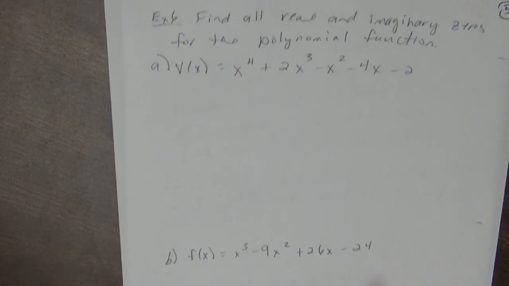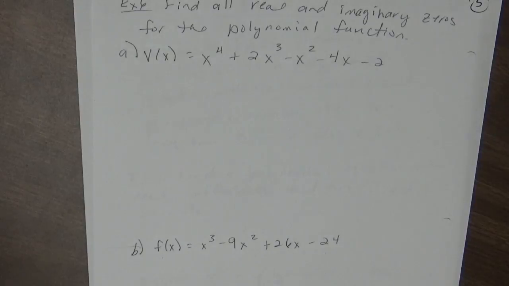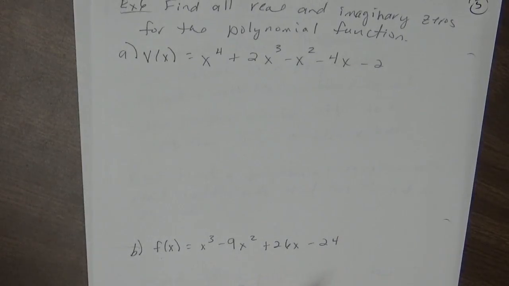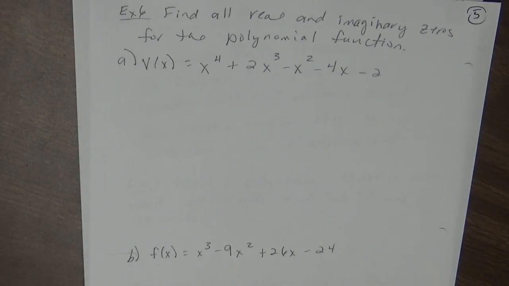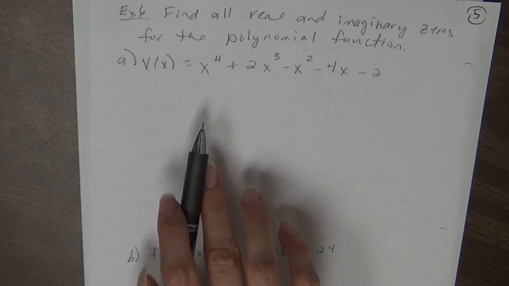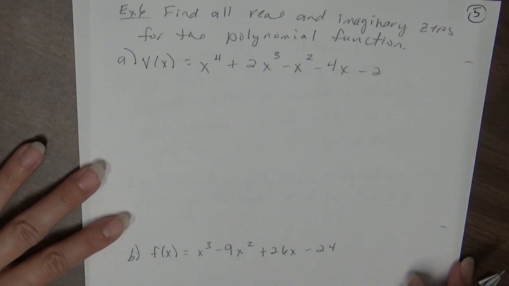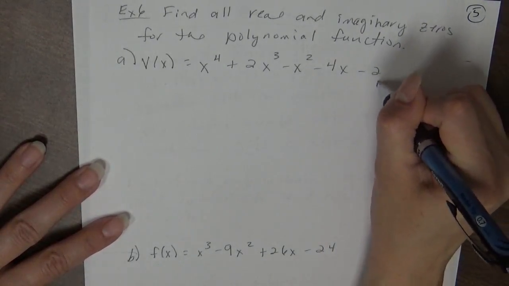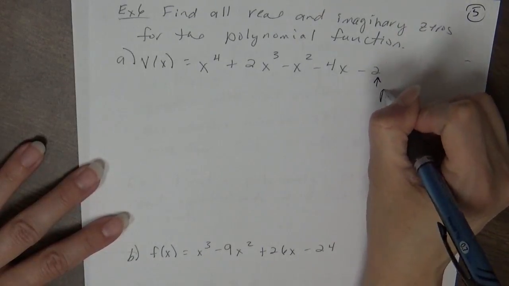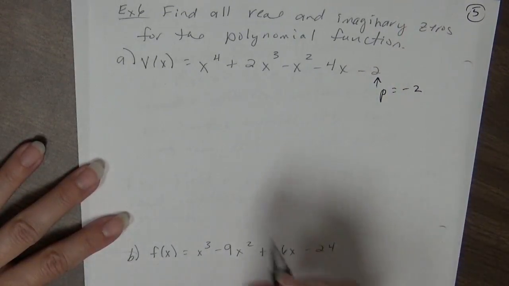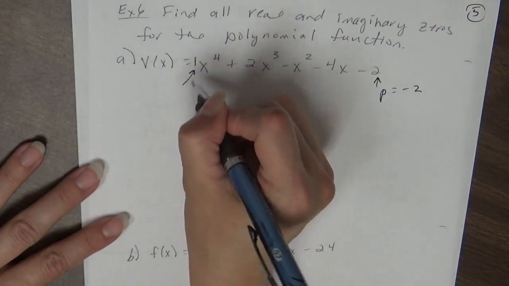So we're going to use this in our next example. Example 6. Find all real and imaginary zeros for the polynomial function v of x equals x to the fourth plus 2x cubed minus x squared minus 4x minus 2. So let's look at p over q. P is going to be the constant, negative 2. Q is the leading coefficient, which is 1.